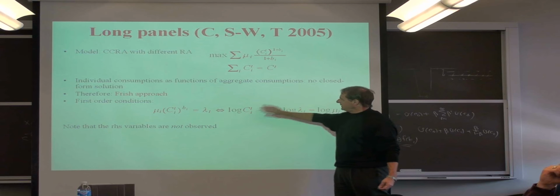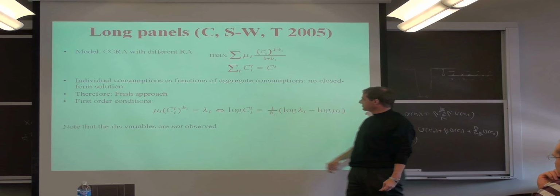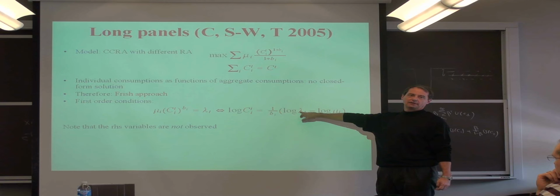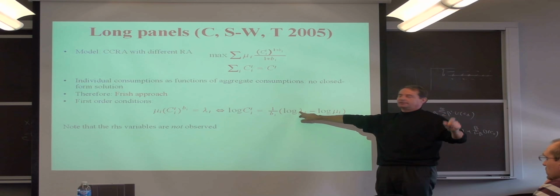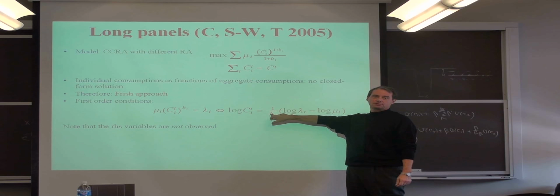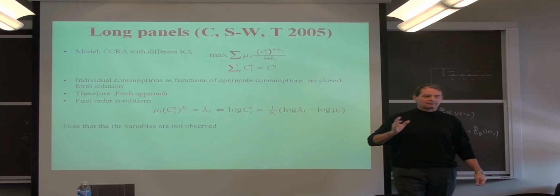So then you have a very nice expression in which you got the log of individual consumption, which depends on three things. This marginal value of resources, which is defined at the collectivity level, not at the individual level. Then you got the Pareto weight, and then you got the risk aversion. And that's what we take to data.